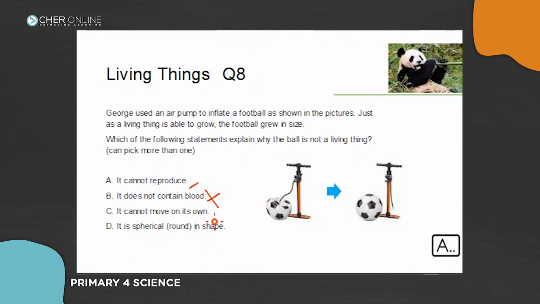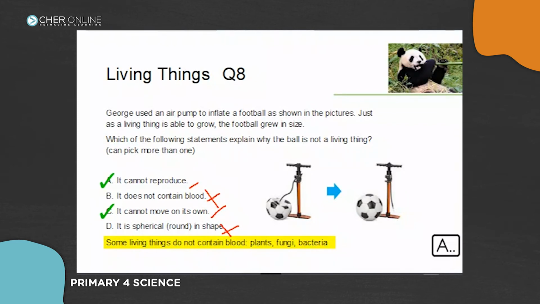It cannot move on its own. Yes. It is spherical in shape. That's not a property of living things. So the answer is A and C. Yeah, A and C. I got a shock. Okay. Yes. Some living things do not contain blood.